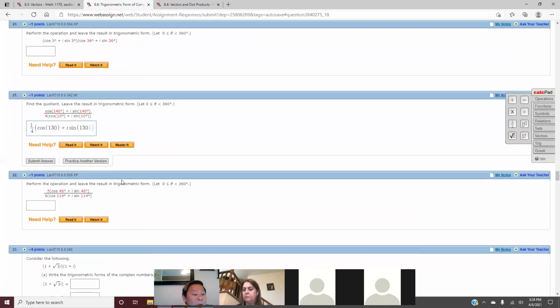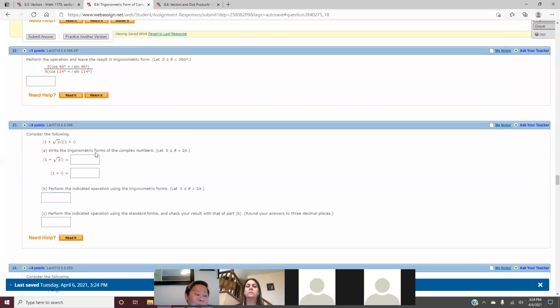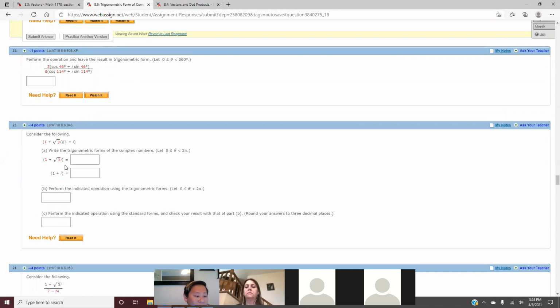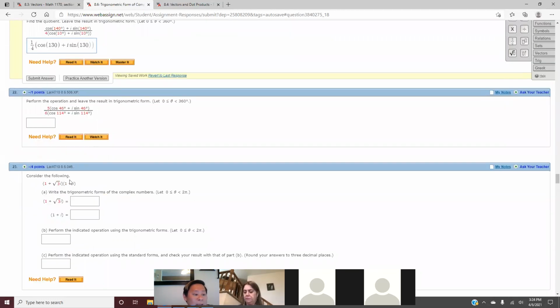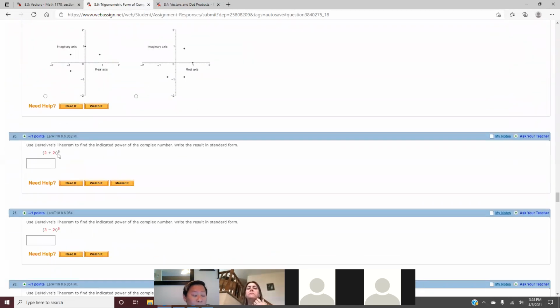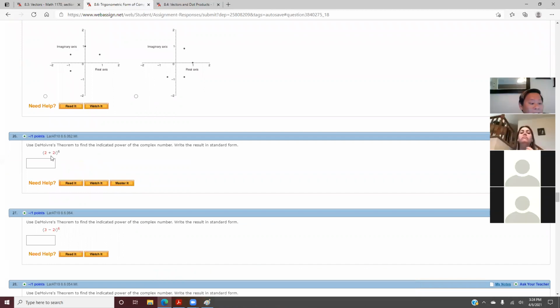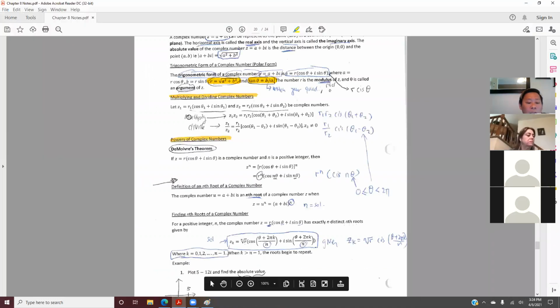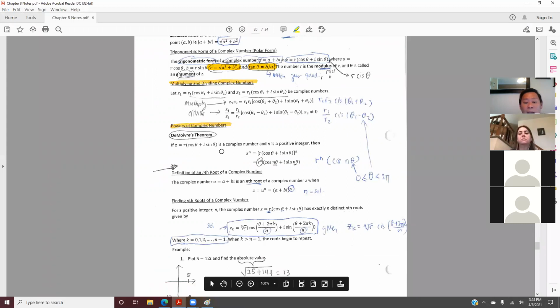Now this is for when you divide. This one you have to convert into the cosine i sine form first before you do your work. Multiply is the next one. This is called the De Moivre theorem. When you have it in powers, the De Moivre theorem says your r will be to the power of n, and your angle will be multiplied by n.